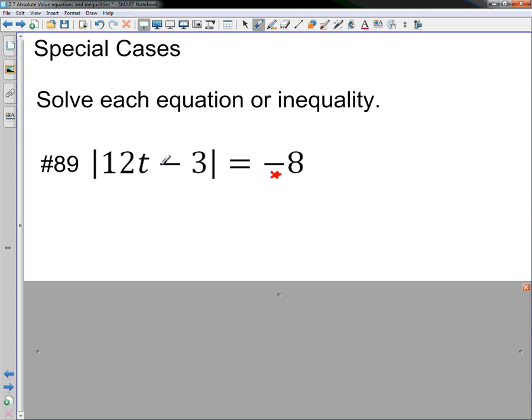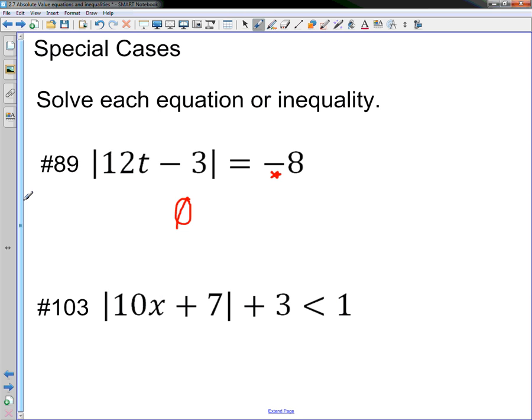In order to solve these absolute equations, we need it equal to a positive number or 0. So for this one, we have no solution. Okay, the absolute value is never going to be equal to a negative. Let's look at another special case.